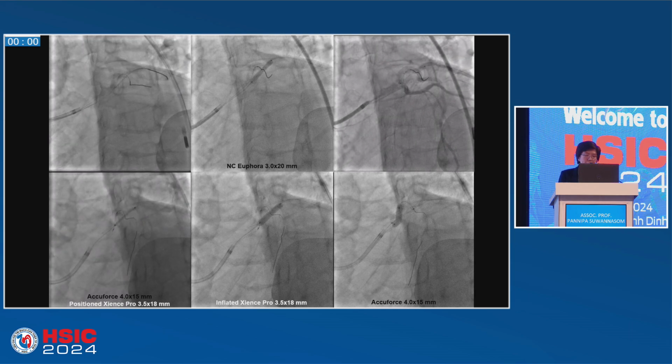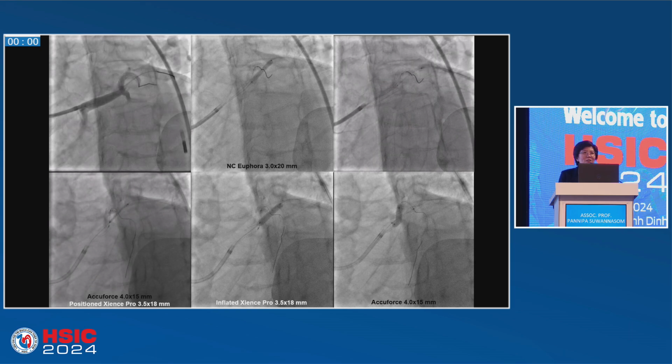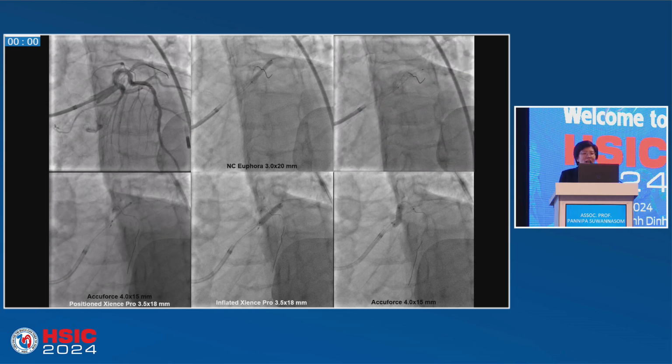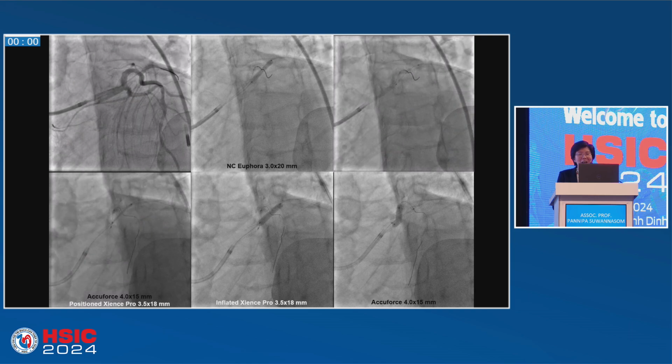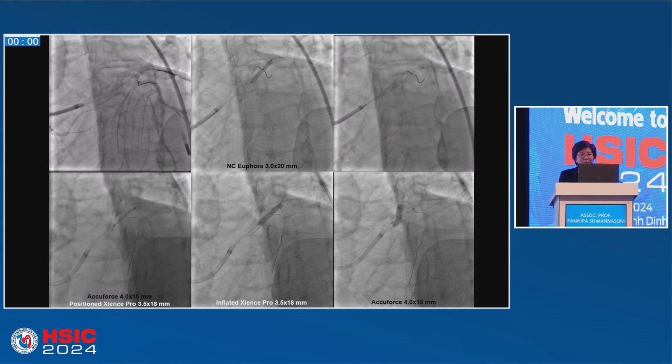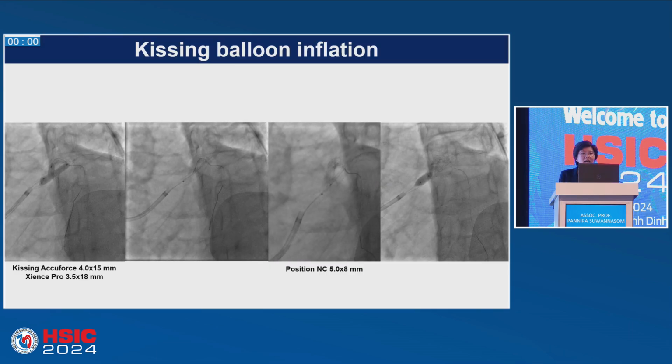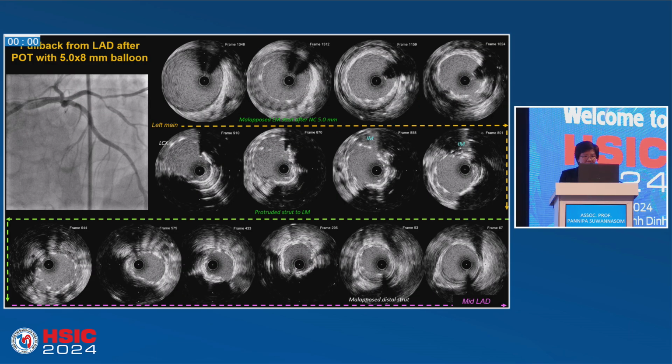I'm not sure whether I can say that it's a TAP or not, because actually the angle is really not a TAP at all. And then I do the kissing, and then the kissing and POT, and then I check again. So as you can see here, this is the left main down to the mid LAD. Now you see the strut protruding in the left main, and this is the intermediate strut. At the LAD, I still noticed this under-expansion, so I have to do the post-dilation in the mid LAD again.